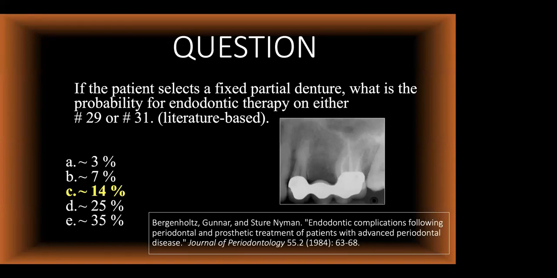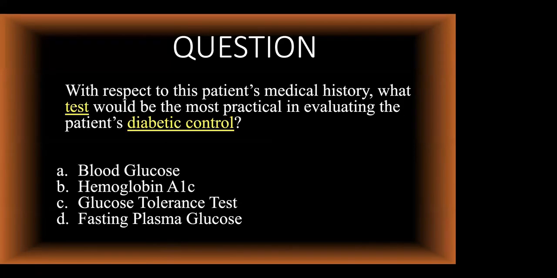Why is that important? Well, when you explain that fixed partial denture to the patient, yeah, they want a bridge, they want it done yesterday, but Mrs. Smith, do you realize when I prep this tooth, you have about a 14% chance of needing an endo on this tooth, which is going to be more expensive. It's going to decrease the longevity of the bridge, predispose the adjacent teeth to problems. So this is something that you can use as a positive and explain that to your patients.